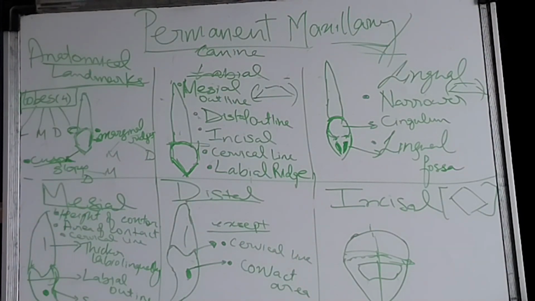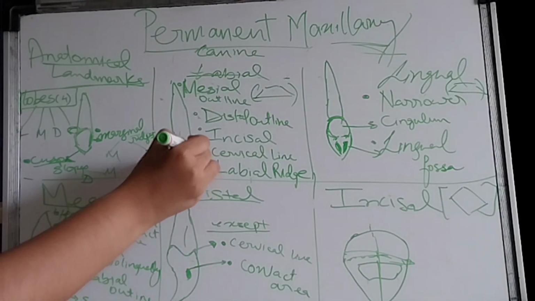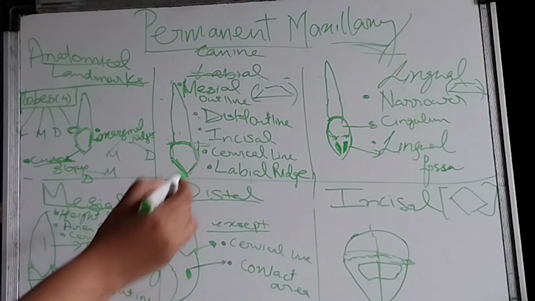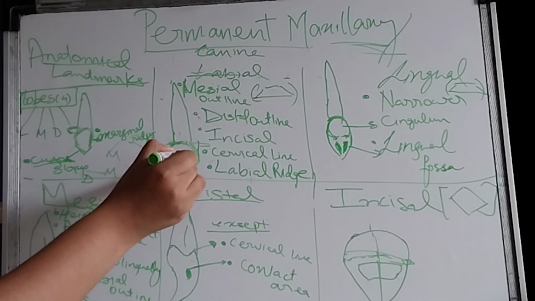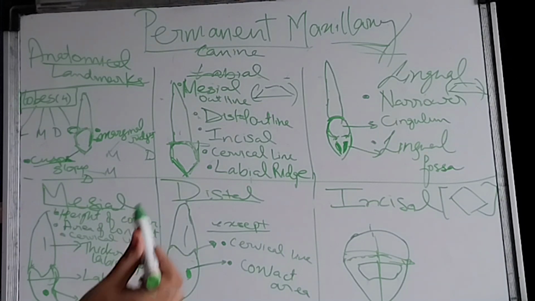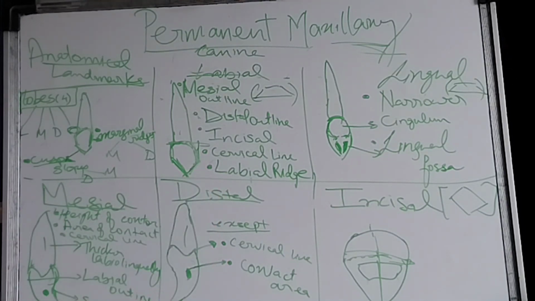Then we have the mesial outline. So this is the mesial outline. We see in the mesial outline that it is convex over here in the cervical portion. So we can write that the mesial outline is convex from the cervical line to the contact area, which is present at the junction of the middle and the incisal third.